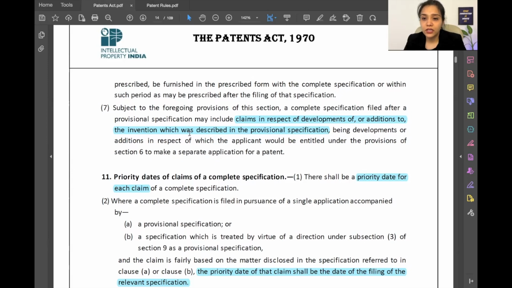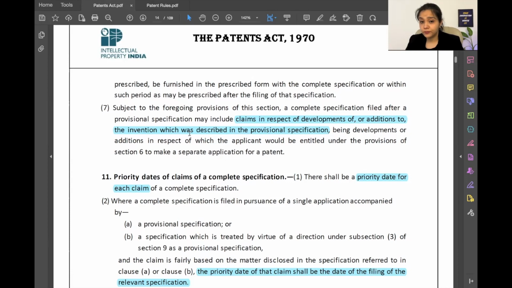So according to this section, if you are filing a complete specification after a provisional specification, that complete specification can include certain developments or additions that you are making to your invention. But for example, this is not related to this subsection, if you're filing a patent of addition, then the application date of your main application would be counted from the date of the provisional specification only, because we are claiming priority from that date.